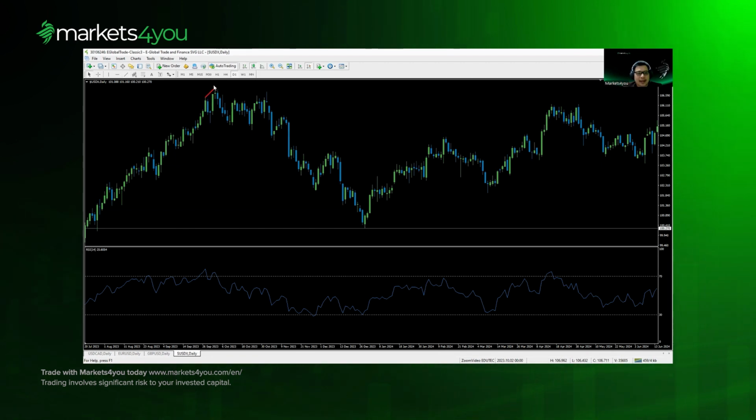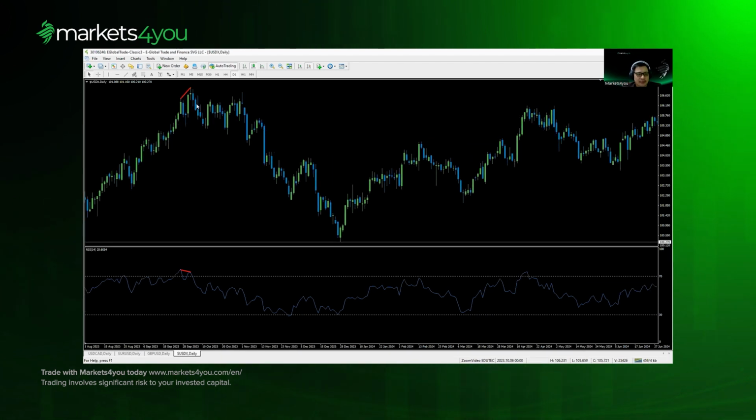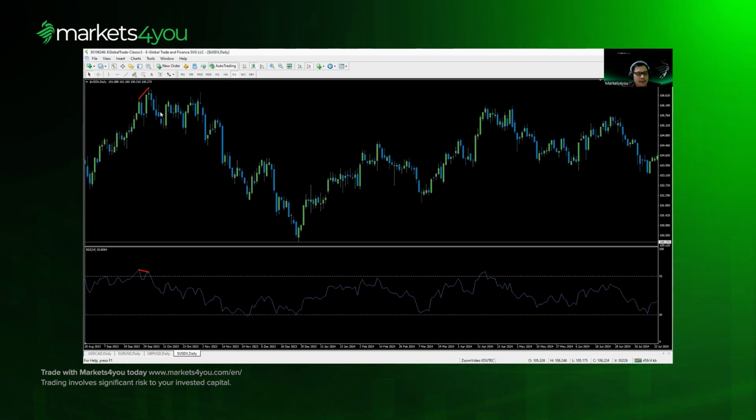there are higher highs in the price. Meanwhile, in the RSI it is lower highs. You can see this one is going up and this one is going down. So whenever you notice this, it is called the bearish divergence. This indicates that the buying pressure is already weakening and a bearish reversal may be on the horizon. So it eventually went lower.